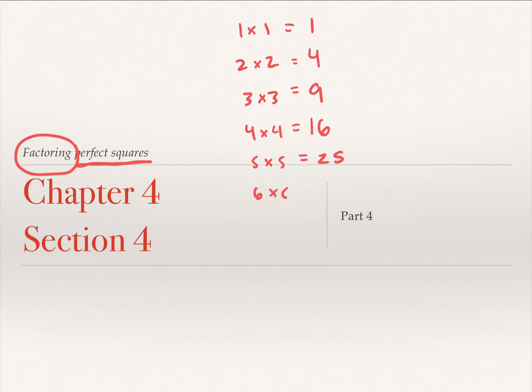What's 6 times 6? 36. What about 7 times 7? 49. 8 times 8? 64. And 9 times 9? 81. So these are perfect squares. We'll see these show up a lot in this section. So it's important to note these perfect squares. I would write it down if you don't know them already.